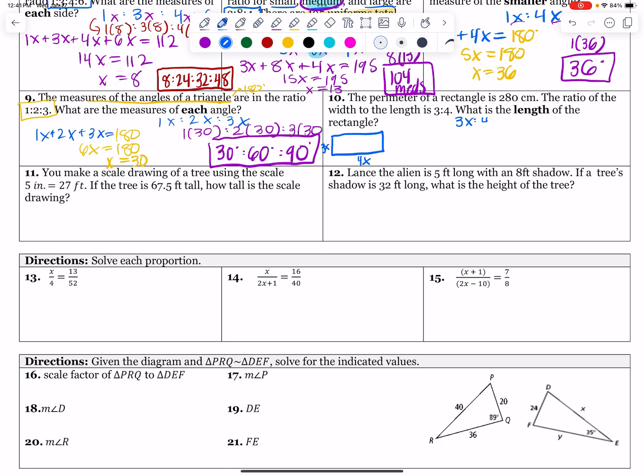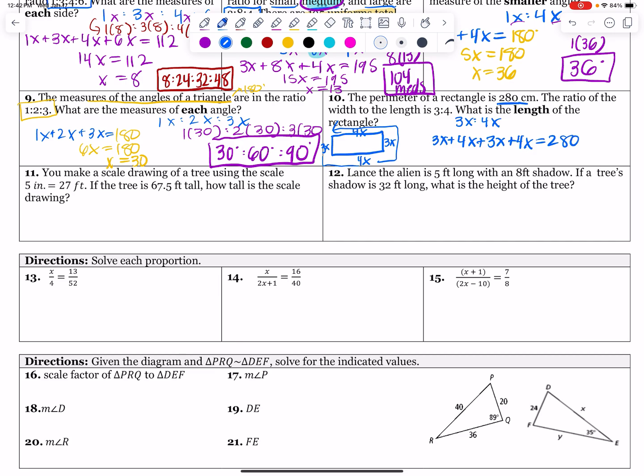Well, we know that perimeter means it goes all the way around the shape, right? It adds up all the side lengths. Well, how many sides should be in a rectangle? It should be 4. So if you're going to work with the 280 number, if you're going to do all 4, I would need to do 3x plus 4x plus, the 3x would be on this side as well, and then the 4x would be on this side as well. And you could add all of those up to 280.